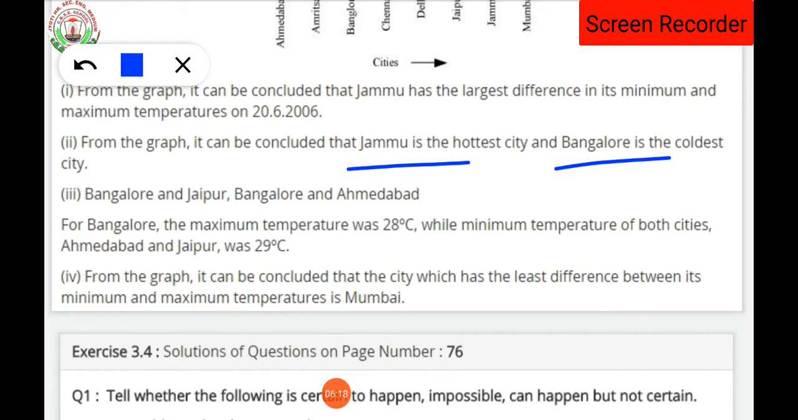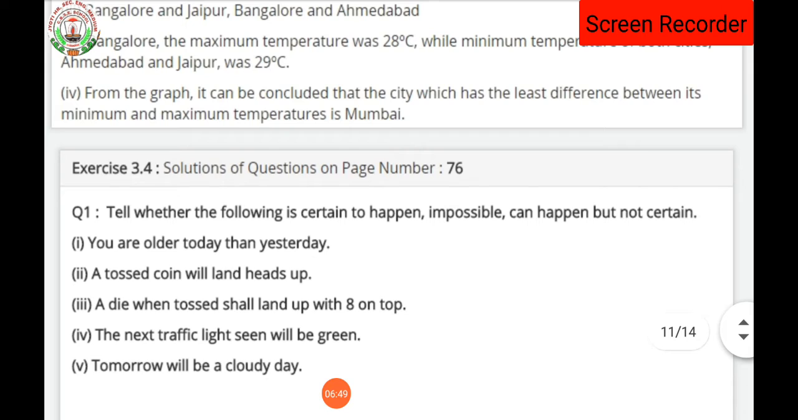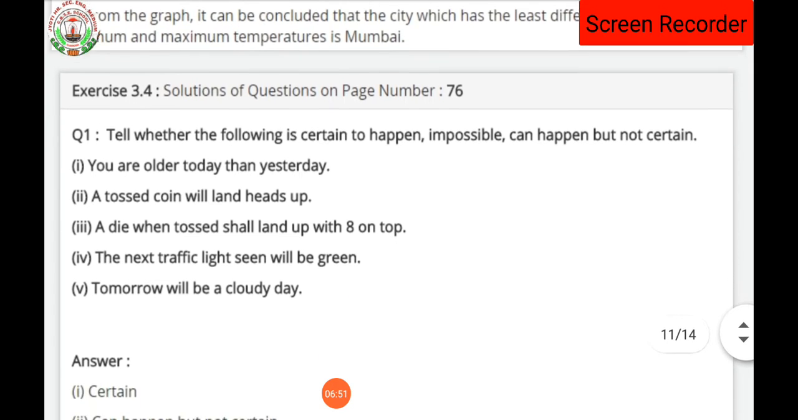Next, third part. Bangalore, Jaipur, and these are the two name pairs of a city: Bangalore, Jaipur, as well as Bangalore and Ahmedabad. For Bangalore, the maximum temperature is 28, while the minimum temperature of both the cities Ahmedabad and Jaipur is 29. From the graph itself, it is concluded that the city which has the least difference between its maximum and minimum temperature is Mumbai. Less temperature difference is there in Mumbai for maximum and minimum.